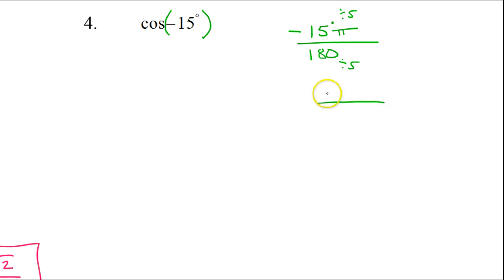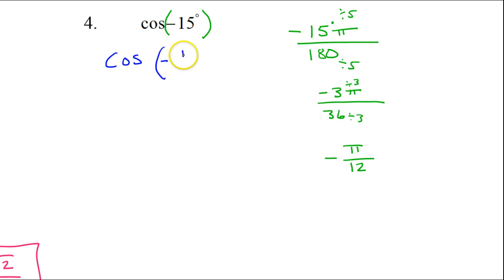But that's going to give me negative 3 pi over 36. And now both of these are divisible by 3. So if I do that, that's going to give me negative pi over 12. All right, so that's phase 1, that this is the same thing as the cosine of negative pi over 12.